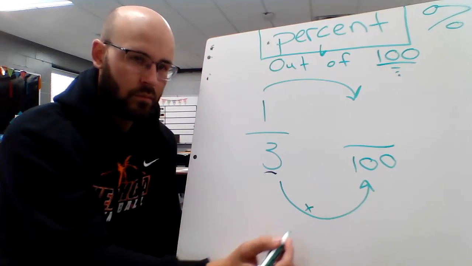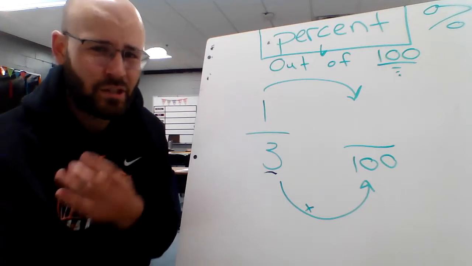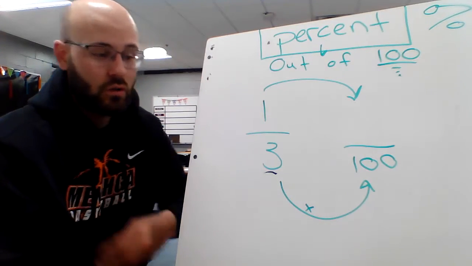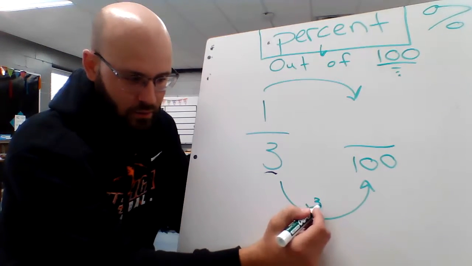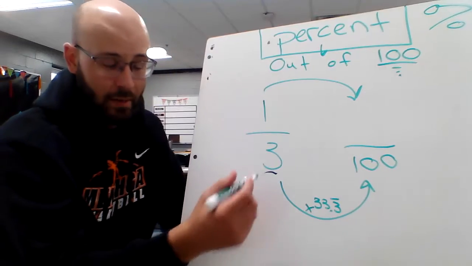3 times 33 is really close. 3 times 33, 66, 99, but that's just one off. There's ones that don't fit equally into 100. You might know after you're in high school that it's 33.3 repeating. Well, times 3 gives you 100.